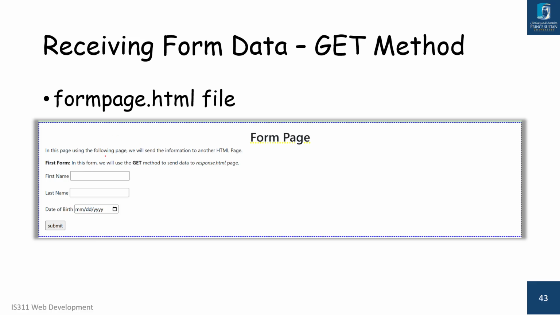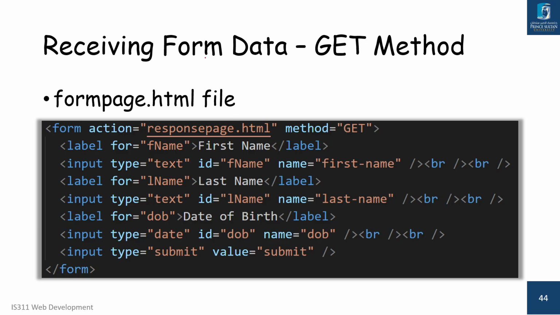In this page, using the following form, we will send the information to another page. The first form uses the get method, and the action is response.html. We give the information inside these variables like first name, last name, and date of birth. When we click on submit, here's the code for this form. Whenever we click on this submit button, it opens that response.html page, and the method is get, which is the default method, whether we write it or not.